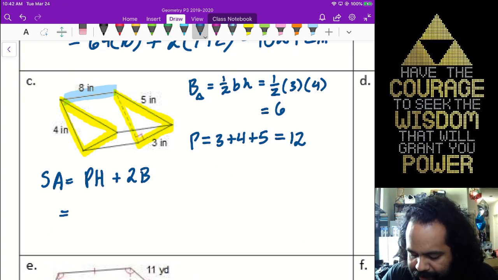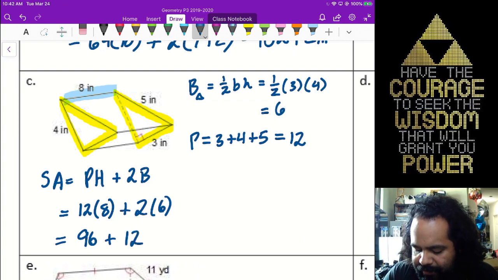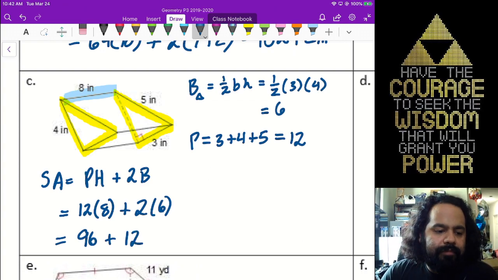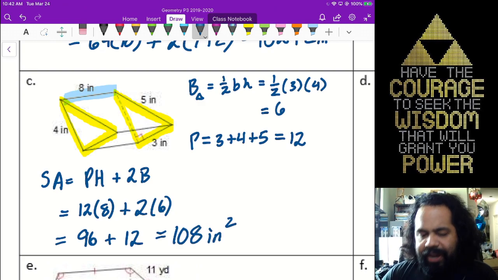So my perimeter is going to be 12 times my height of 8, plus 2 of my bases. So 12 times 8 is 96, plus 2 times 6, which is 12. That's going to get you 108. And then, of course, don't forget your units. There's going to be inches squared.